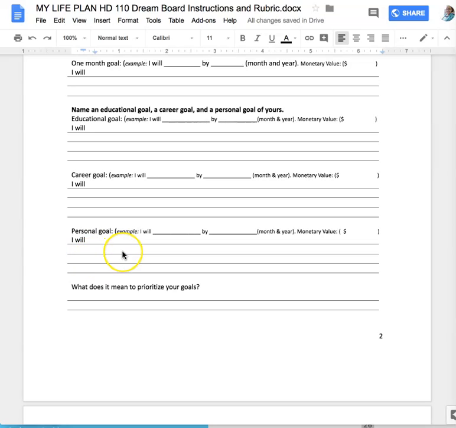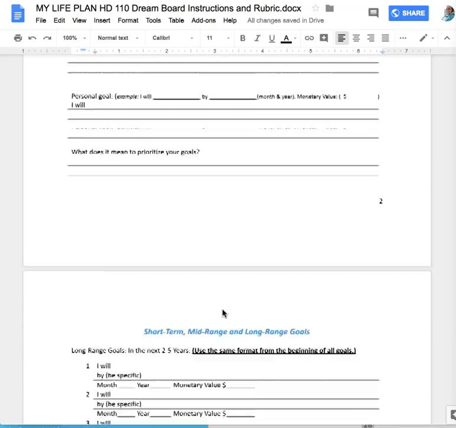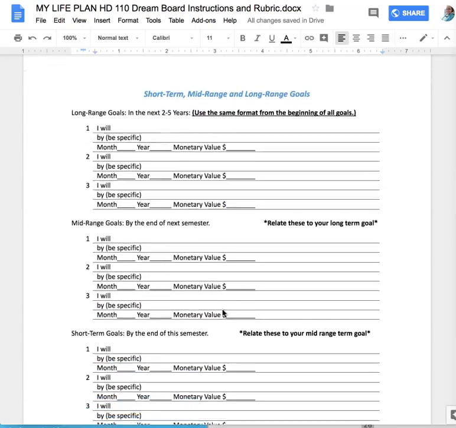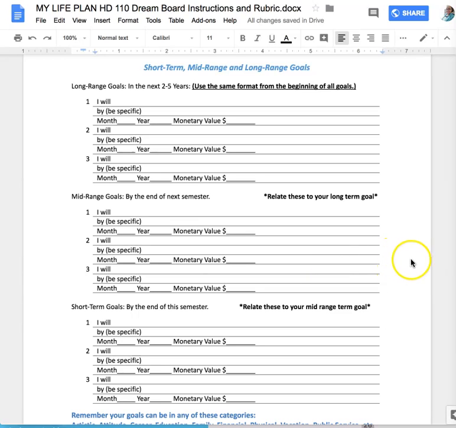This one down here is asking you about one educational goal, one career goal, and one personal goal. This is asking you, what does it mean to prioritize your goals? So you simply answer that. This next page is designed to break down a large range goal if you have one. So we are looking to see if you can break down a long-term goal into mid-range and short-term goals.